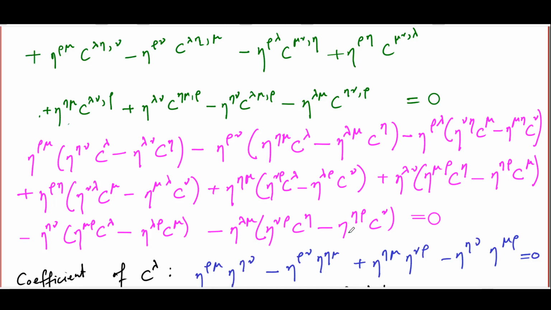Let's see what is a factor of C lambda overall. So C lambda is here. So I get eta rho mu eta nu, that's this term. Then you have a C lambda here, that's a minus eta rho nu eta mu. Then you have another C lambda here, that's a eta mu eta nu rho. And finally, you have another C lambda here, that's minus eta nu eta mu rho.